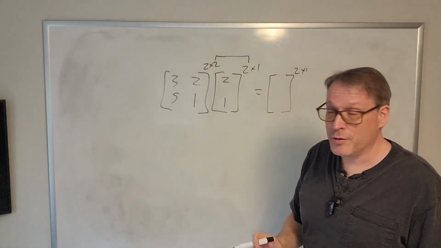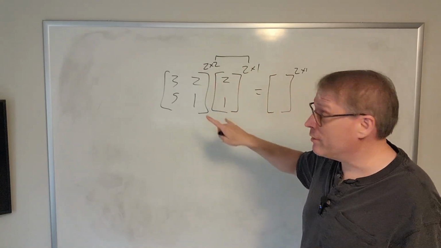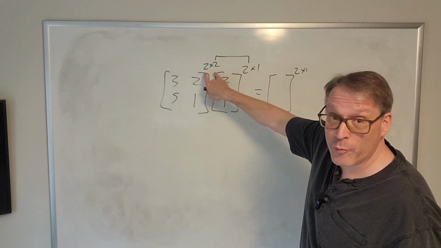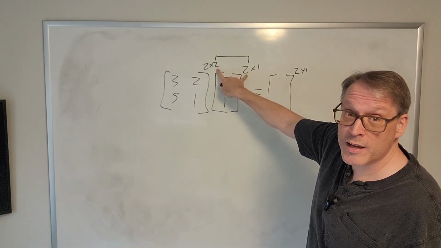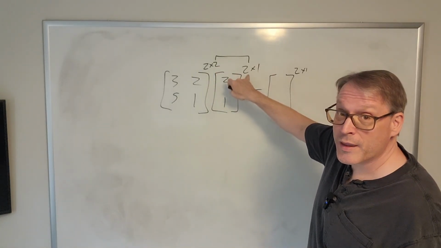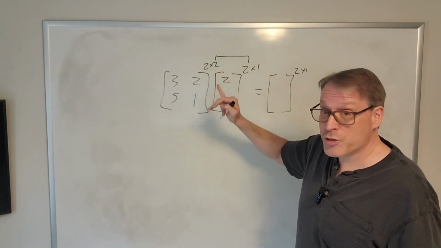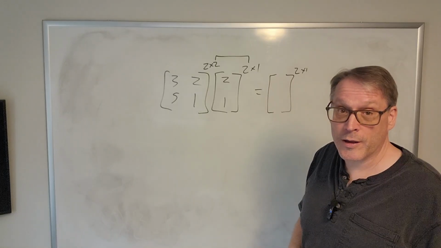Know that when you're multiplying two matrices, it can only happen if the inside numbers, when you write down the dimensions, dimension being row by column count, these two numbers have to be the same. The number of columns in the first matrix, the number of rows in the second matrix. They have to be the same, otherwise you can't multiply. And then the end result will be the outer numbers, 2 by 1, okay?